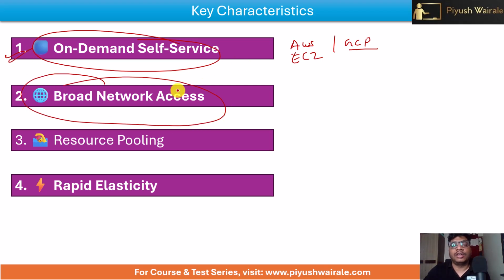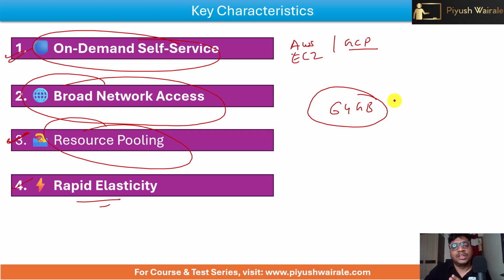I can access all my data, all my services from anywhere. Resource pooling: I am getting all the required services at one place and I can share with other users as well. Then rapid elasticity, very important. As per my requirement, I can scale up or scale down my computing power. Today I just want 64 GB of RAM for a particular task for 3 days, let's say. So I can use that, and after 3 days, I can scale down to an 8 GB system as well.